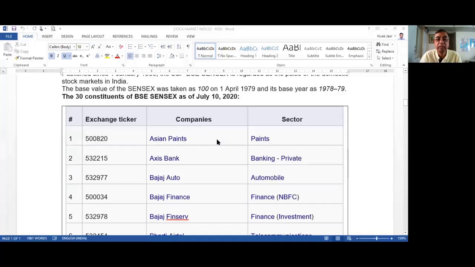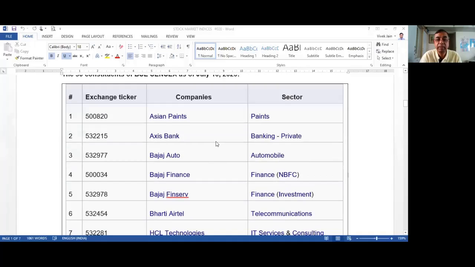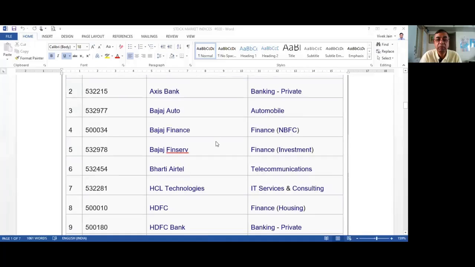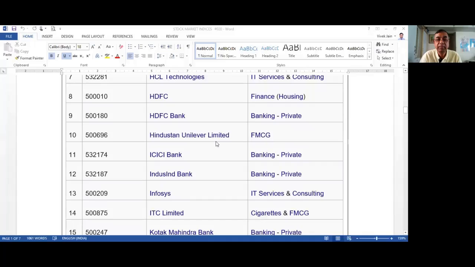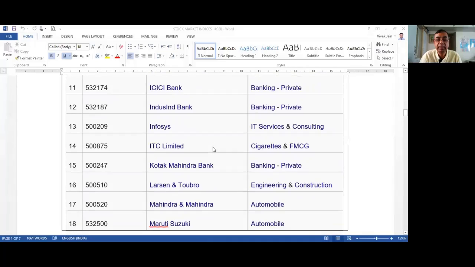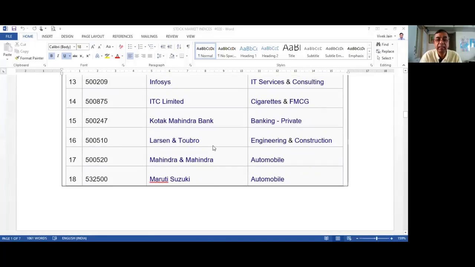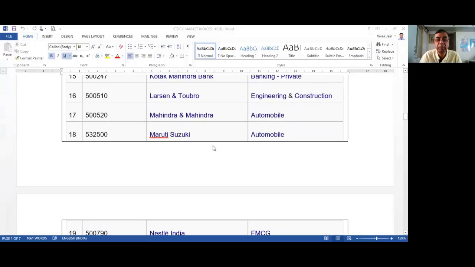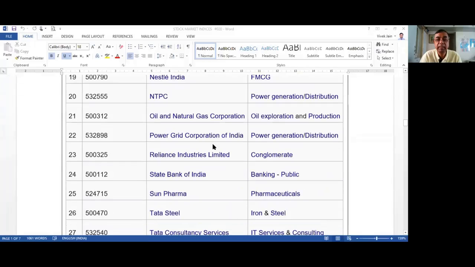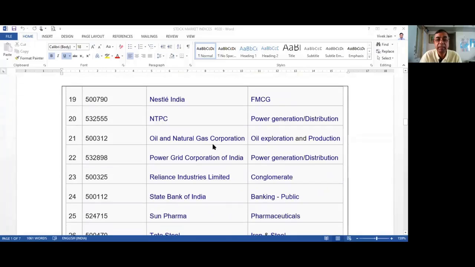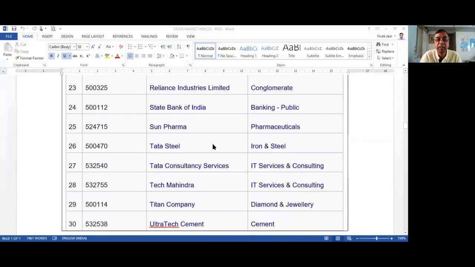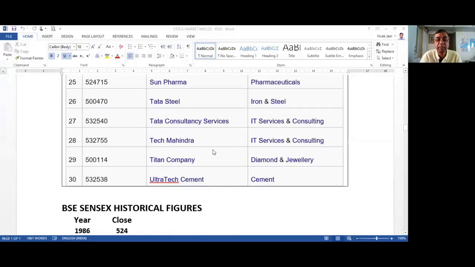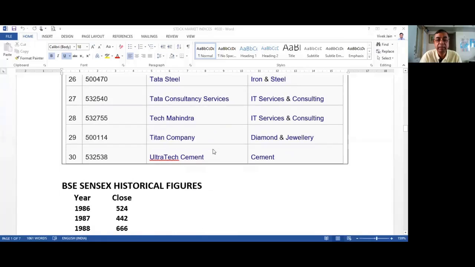First of all, I will show you the 30 constituents of the BSE Sensex, as you can see over here, from various industries: Asian Paints, Axis Bank, Bajaj Auto, Bajaj Finance, Bajaj Finserv, Bharti Airtel, HCL Technologies, HDFC, HDFC Bank, Hindustan Unilever, ICICI Bank, IndusInd Bank, Infosys, ITC, Kotak Mahindra Bank, Larsen and Toubro, Mahindra and Mahindra, Maruti Suzuki, Nestle India, NTPC, ONGC, Power Grid Corporation of India, Reliance Industries, State Bank of India, Sun Pharma, Tata Steel, TCS, Tech Mahindra, Titan Company, and Ultratech Cement.